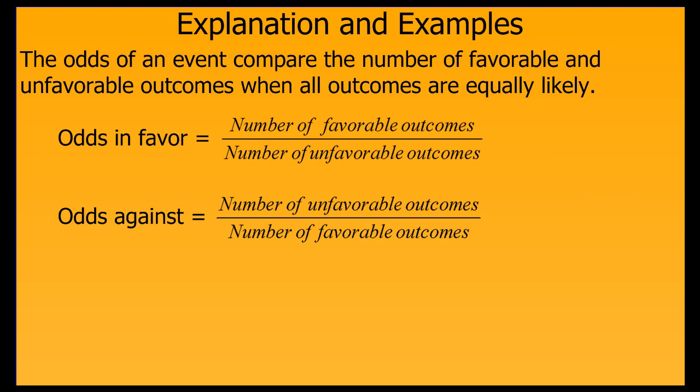Odds are another way of stating probability. The odds of an event compare the number of favorable and unfavorable outcomes when all the outcomes are equally likely. The odds in favor of an event are the number of favorable outcomes divided by the number of unfavorable outcomes. And the odds against are the inverse, the number of unfavorable outcomes divided by the number of favorable ones.